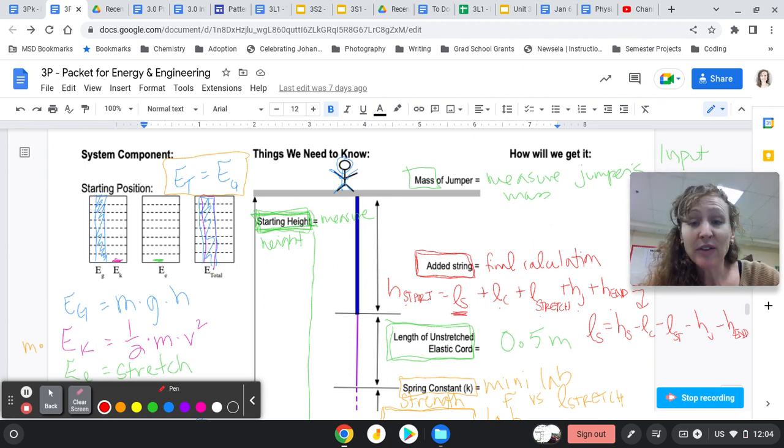Okay, so we have a game plan now. This is a very complicated problem, but we've used our system analysis to break it into pieces, and we can tackle these pieces one at a time to figure out how to help this jumper have a fun and safe jump. Here we go.